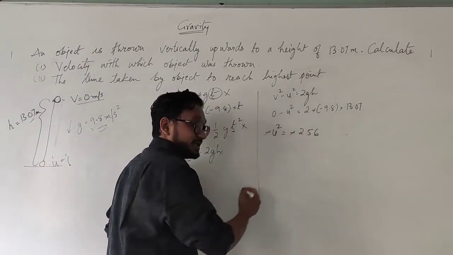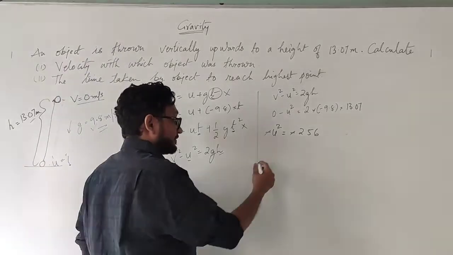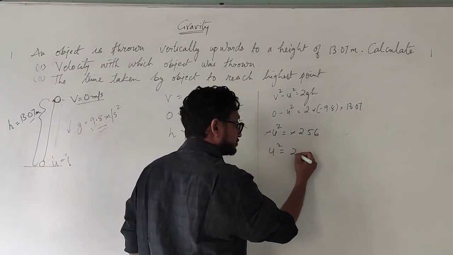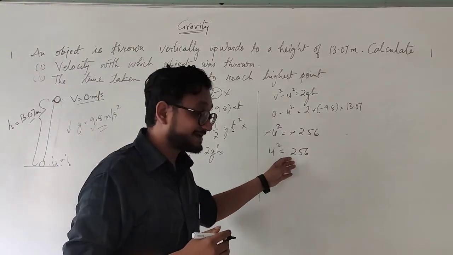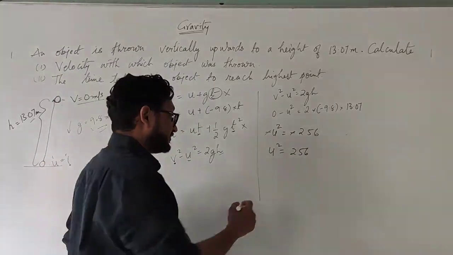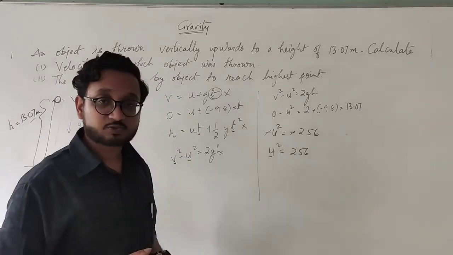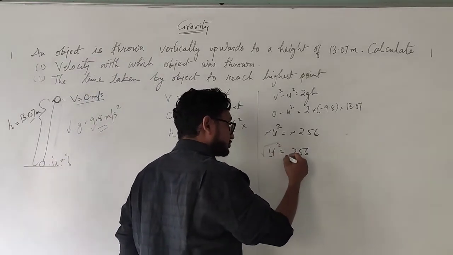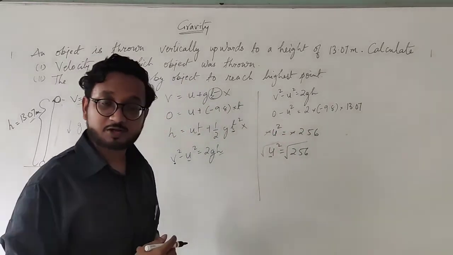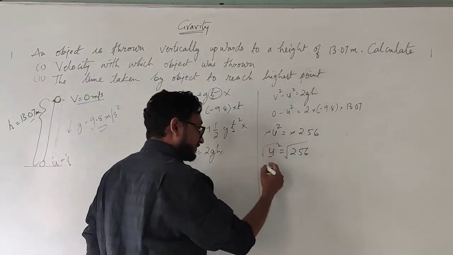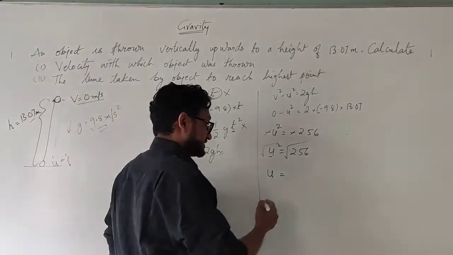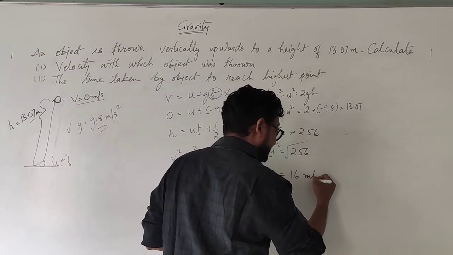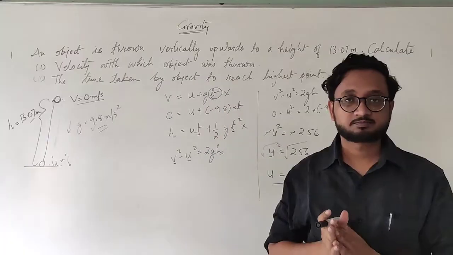Minus sign can be cancelled from both the sides. You will get u square equals 256. Now 256 is actually a square of something, but we don't need square, we need square root. So we will apply the root on this side, so we apply the root on the other side as well. And what you get finally is u is equal to square root of 256, which is 16. So you get the answer as 16 meters per second.